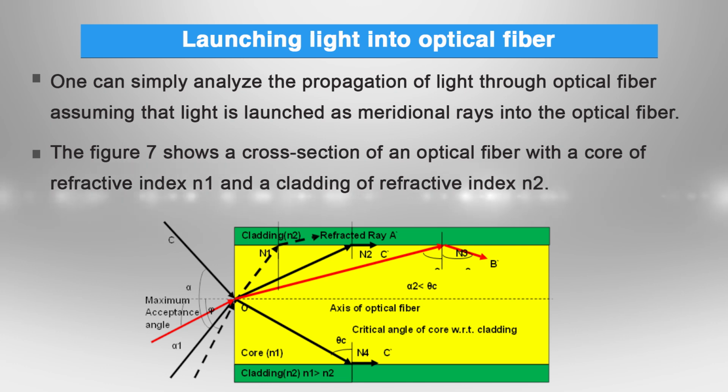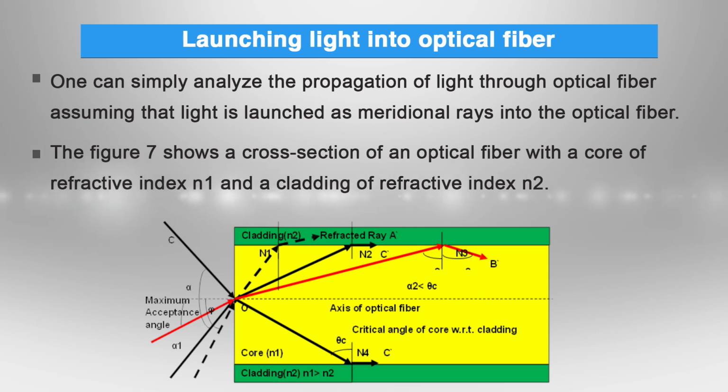The incident ray shown by a dotted line is incident at an angle phi with the axis of the fiber. The refracted ray in the core, shown by the dotted line 1, fails to be incident on the core-cladding interface at an angle greater than or equal to the critical angle of the core with respect to the cladding, and hence refracts out of the core and is lost to the cladding.